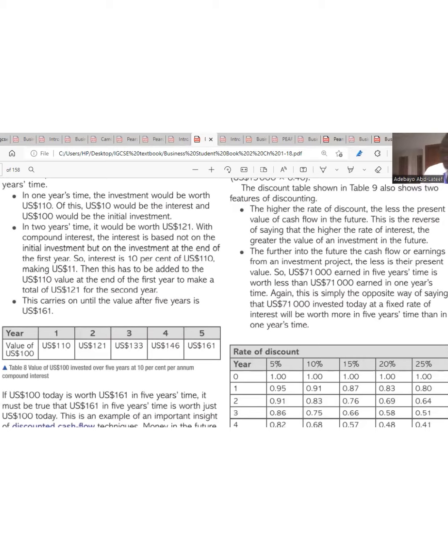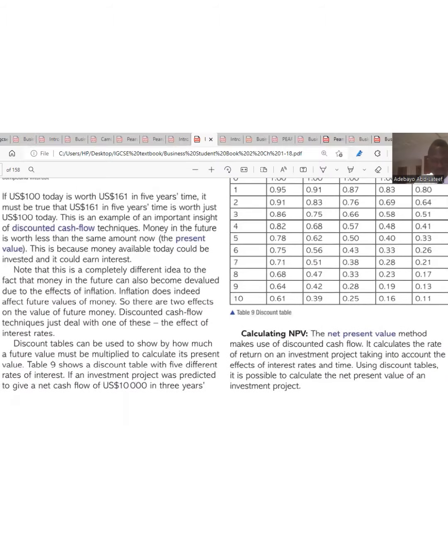So I think it's clear, right? Okay. So here we have an analysis here. Look at the rate of discount. Scroll down, please.